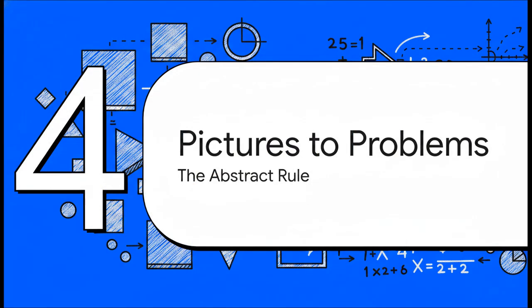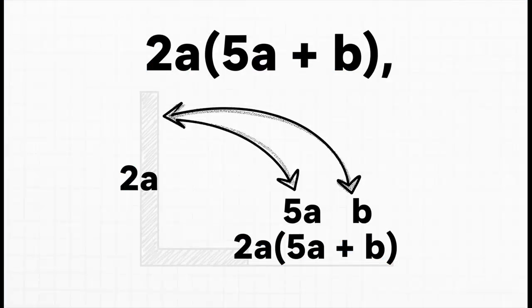Okay, so now that we have this powerful visual locked in our brains, let's see how this applies to solving the problem the abstract way, without having to draw a rectangle every single time. So the rule itself is actually pretty simple. You take that term on the outside of the parentheses, that's our 2a, and you distribute it. You multiply it by each term on the inside. It's just like thinking about that 2a side of our rectangle getting multiplied first by the 5a part of the top, and then by the b part of the top.